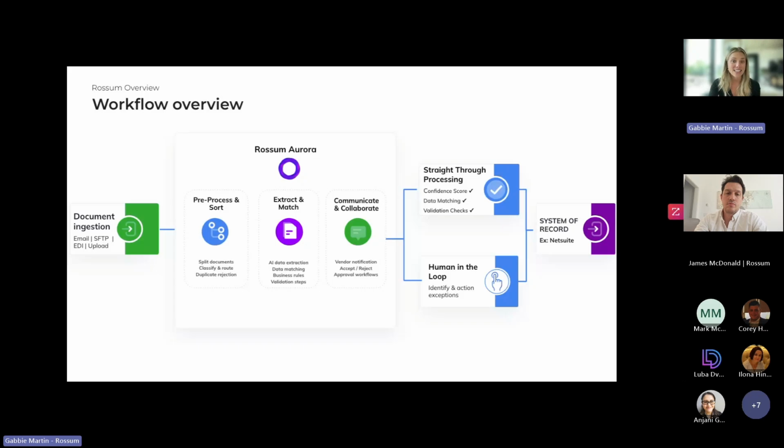The AI then takes its learnings from the millions of documents that it's seen before and is able to extract the key fields that the business needs. Rossum can then match that extracted information with information in the downstream system to make sure that there's no variance in the data and to double check that everything is 100% accurate. Once confirmed, the information will be posted to the downstream system or even available as a flat file to download.